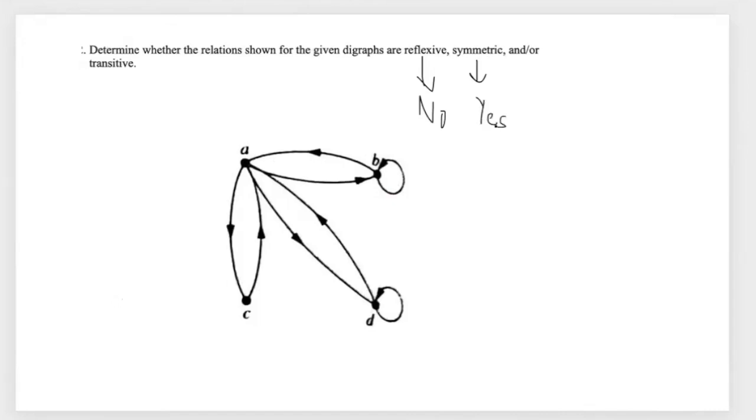Now, is it transitive? So we have to look, let's take AB. If I go from A to B, then B to A, do I have AA? The answer is no. So it is not transitive. I could take another pair. If I go from A to C, then C to A, do I have AA? The answer is no. So it's not transitive.